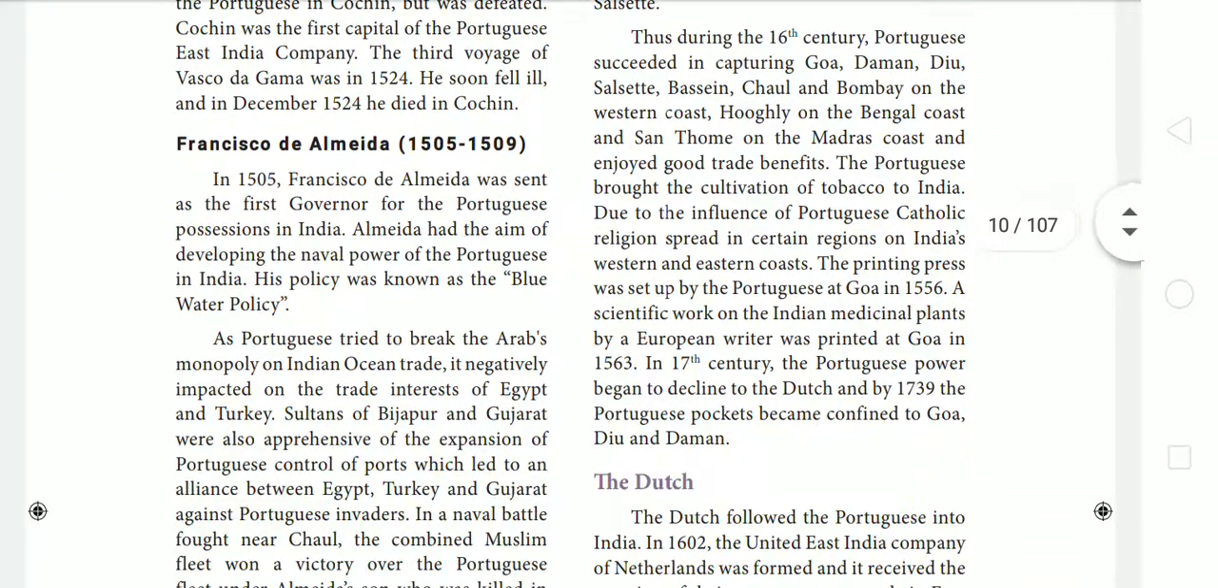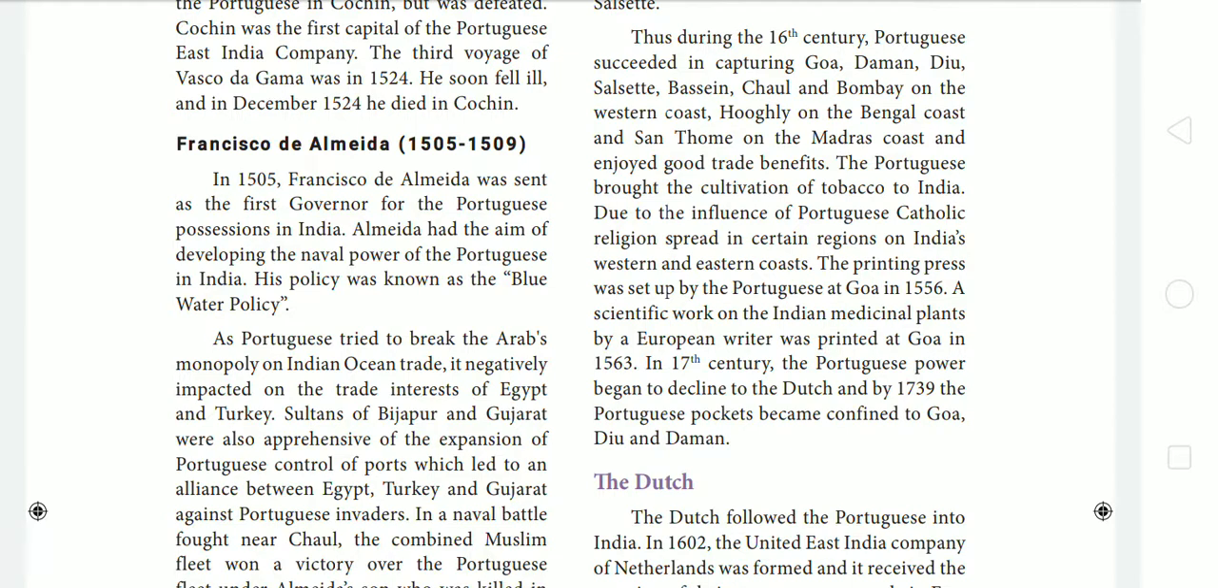The Portuguese brought the cultivation of tobacco to India. They were the first to cultivate tobacco in India. Due to the influence of the Portuguese, the Catholic religion spread in certain regions of India's western and eastern coast.